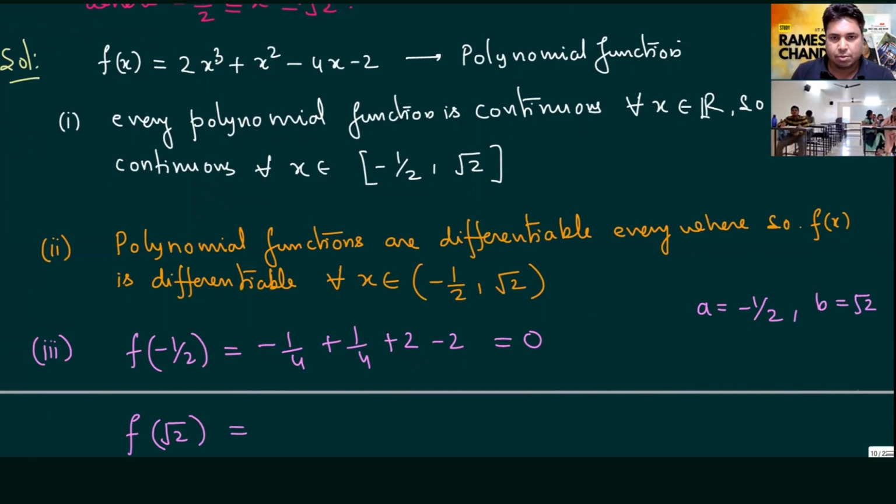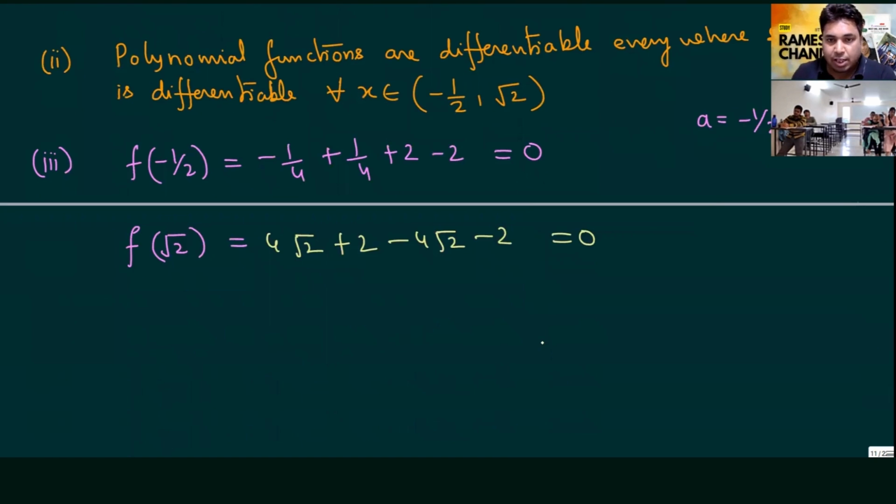So, root 2 cube means 2 root 2. 2 into 2, 4 root 2. It becomes 4 root 2. And here, root 2 square is 2. Here, minus 4 root 2. And here, we have minus 2. So, you can say this is also equal to 0. So, the third condition is also met, which means f of minus 1 by 2 is equal to f of root 2, and this is equal to 0.